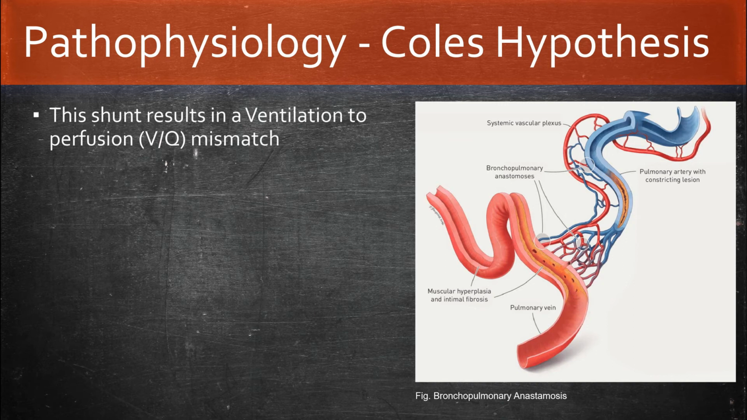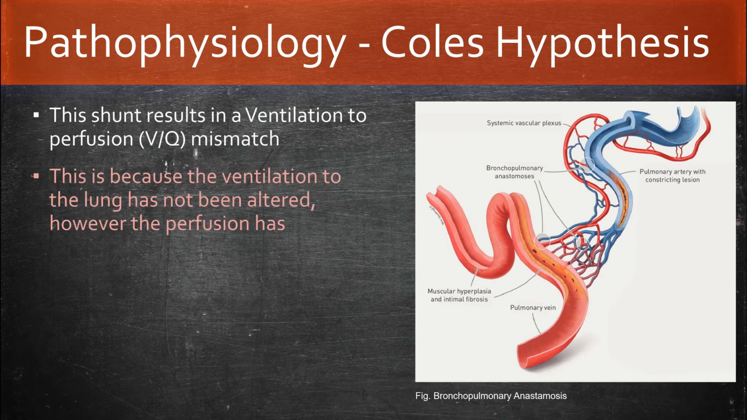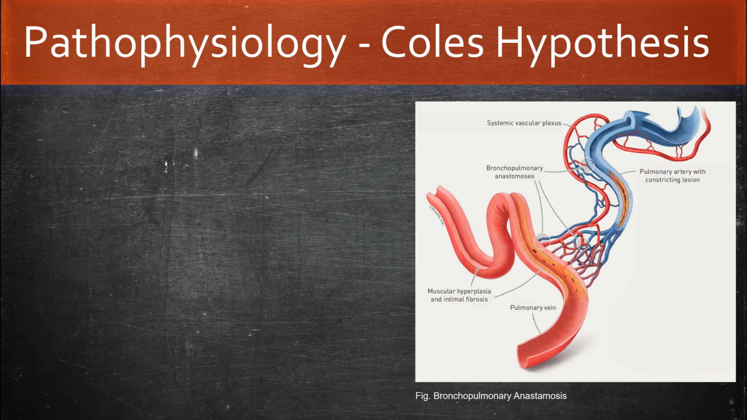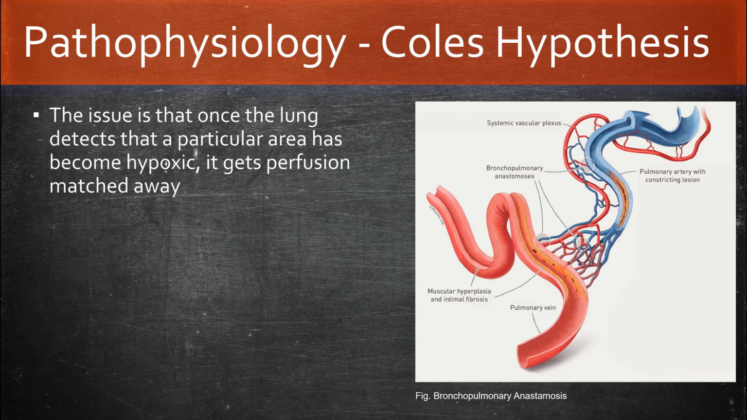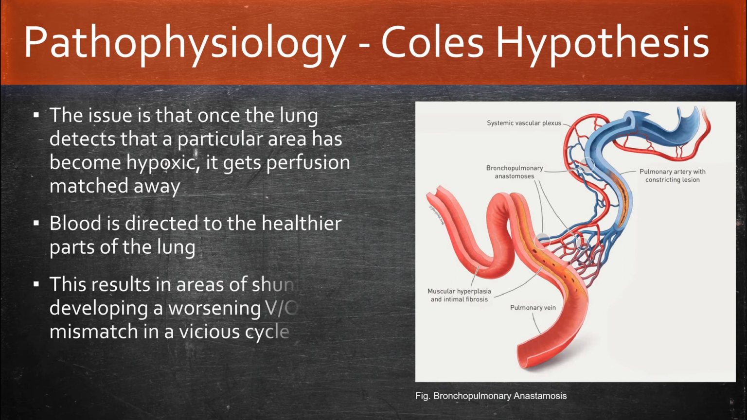The issue is that once the lung detects that a particular area has become hypoxic, blood is directed to the healthier part of the lung. This results in areas of shunt developing a worsening VQ mismatch in a vicious cycle.